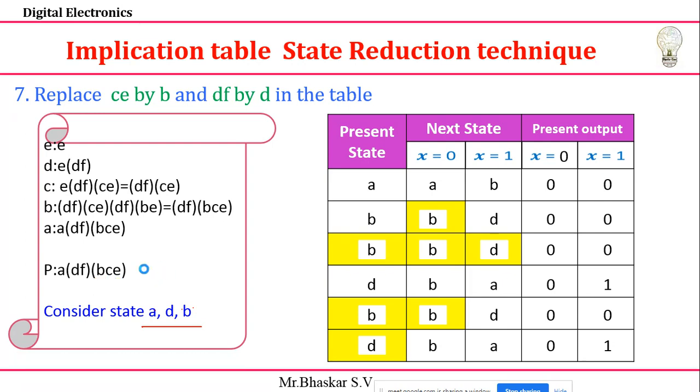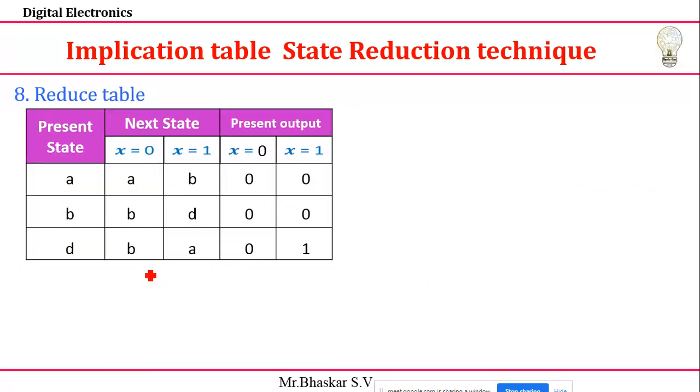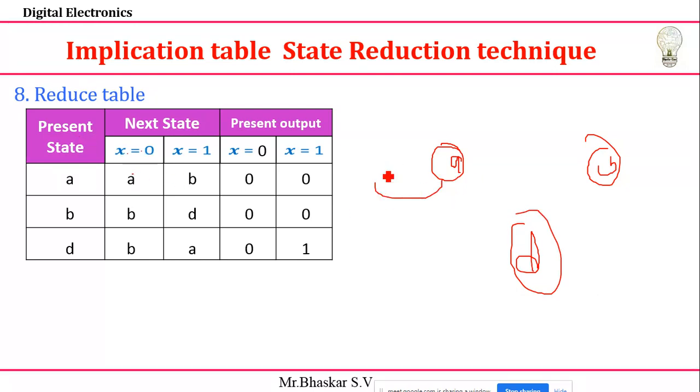Clear? Once you have this, by seeing this table, you can easily construct the circuit. How? The present state is A, next is B, next you have D, three states. Next, x value 0, it will go to A. So for 0, you need to stay here only. Input is 0, output is 0. So you can take A, input 0 and output 0.